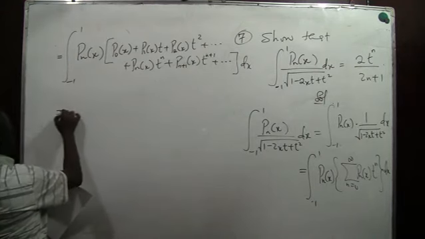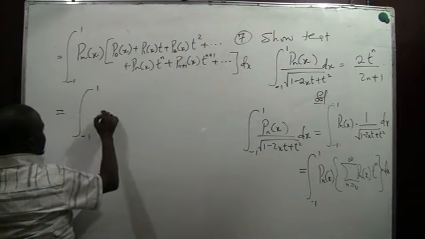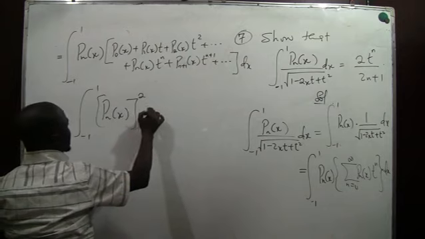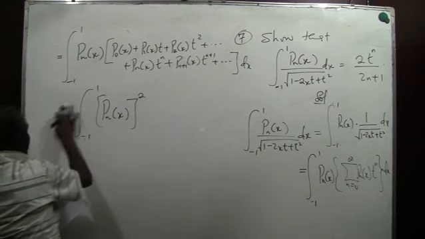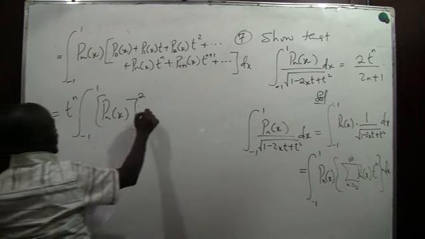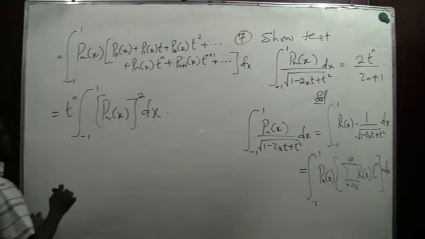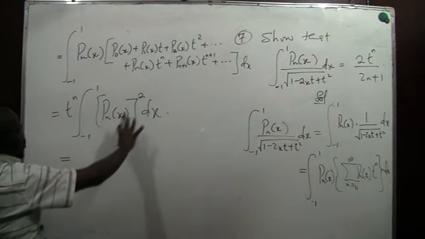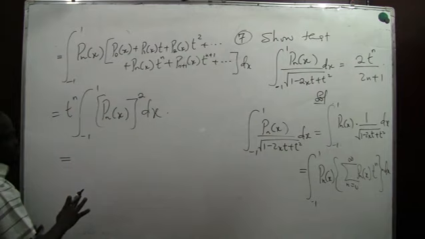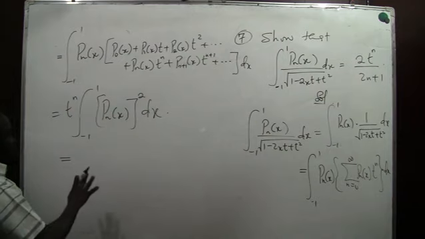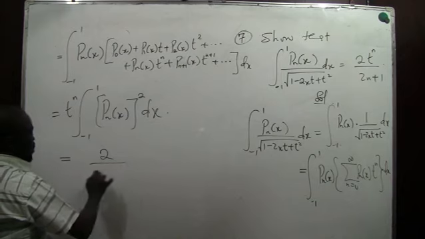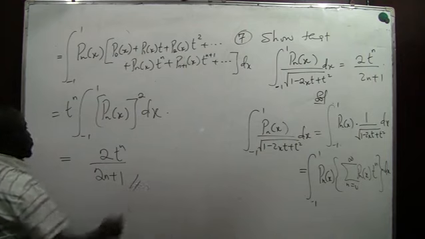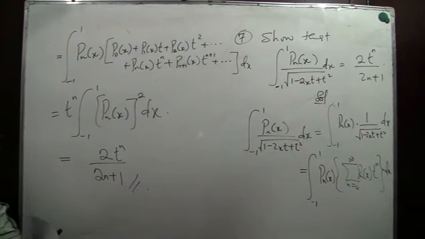So what we are left with is integral minus 1 to 1 of Pn of x, everything squared. Let me take t raised power n outside, since x is not the integral variable, so we can take it outside the integral sign. If we integrate this from the orthogonality properties of the Legendre polynomial of the first kind, we will generate 2 divided by 2n plus 1, multiplied by t raised power n, and that gives the final answer.